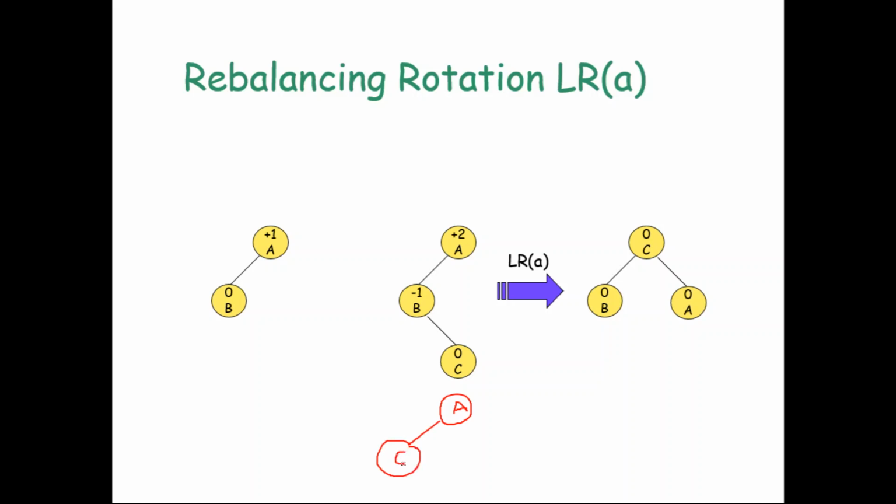C will come here and B will go down. Okay, B will go down. Again, this is actually an imbalanced tree. So for B the balance factor is 0, for C the balance factor is 1, for A the balance factor is 2. Okay, now this is something like an LL.